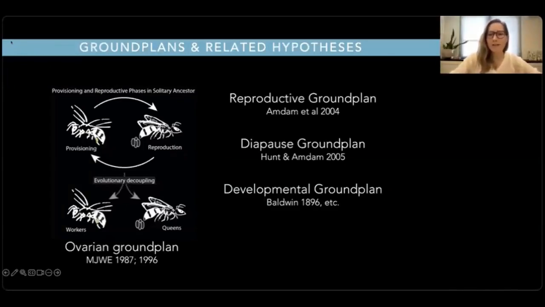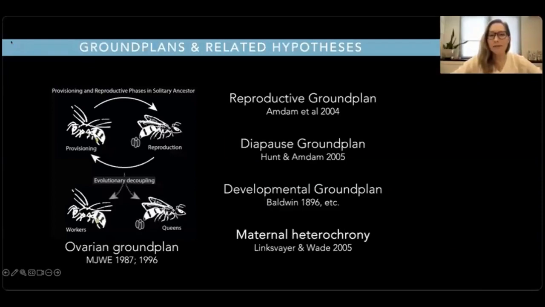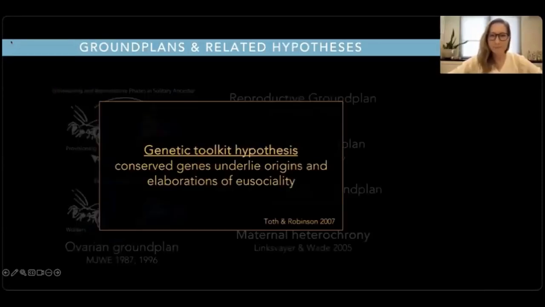And a more generalized version of these is the maternal heterochrony hypothesis, which argues simply that there were changes in the timing or the location of the gene networks that enabled the evolution of novel castes, but it doesn't specify which types of genes. The most generalized hypothesis of all of these is the genetic toolkit hypothesis, which simply argues that there's a conserved set of genes that underlie the origins and the elaborations of eusociality.